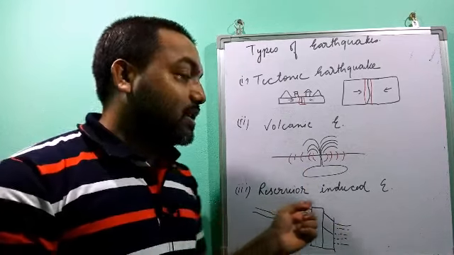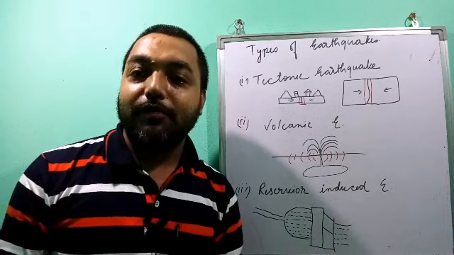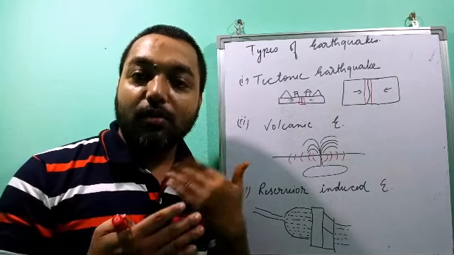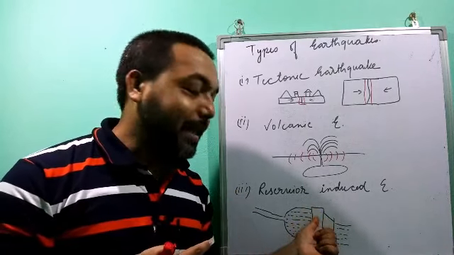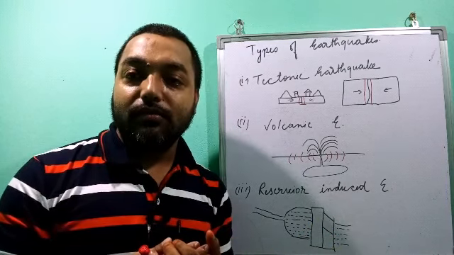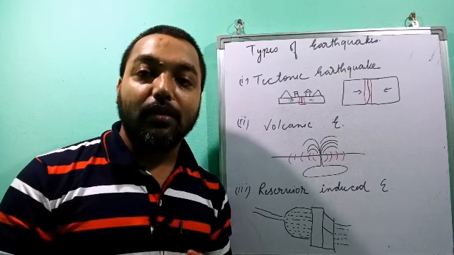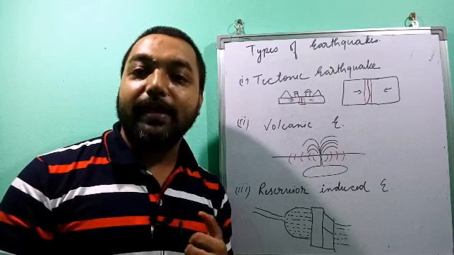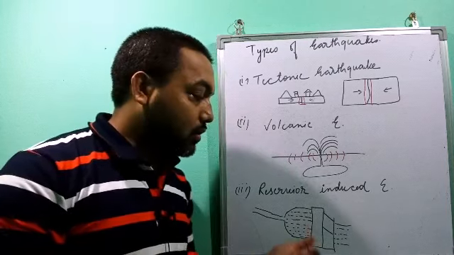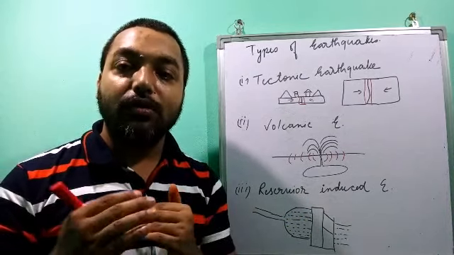Next is reservoir induced earthquake. We know that on different rivers, the waters are stored or obstructed by creating different dams. We know the construction of dams is for producing hydroelectricity. Not only hydroelectricity, this water is used for different purposes also, like irrigation of land and water supply. For all these activities, the river water is trapped or stopped.